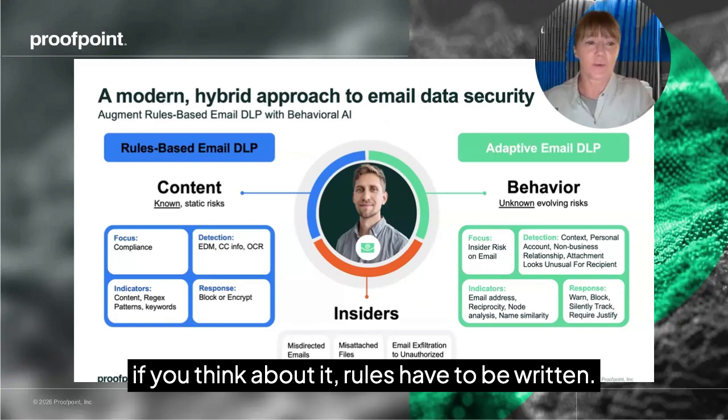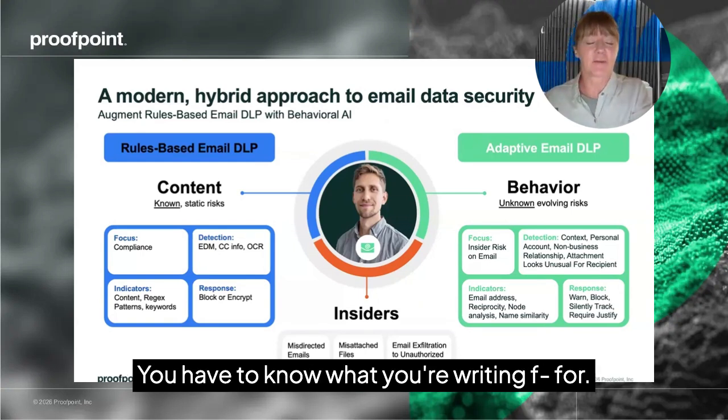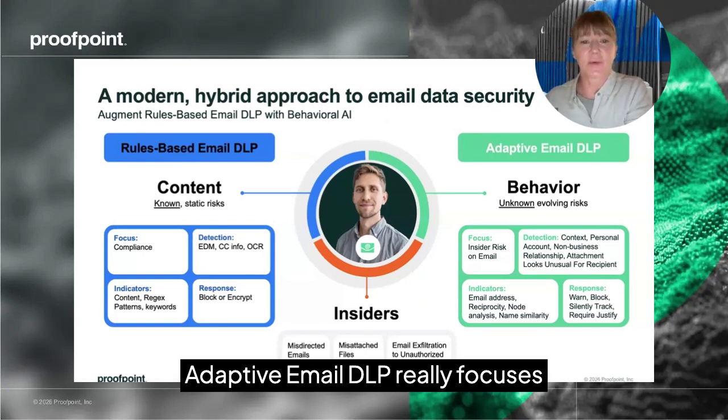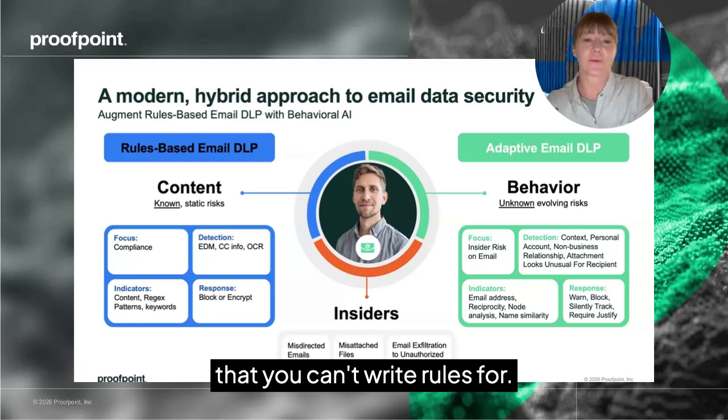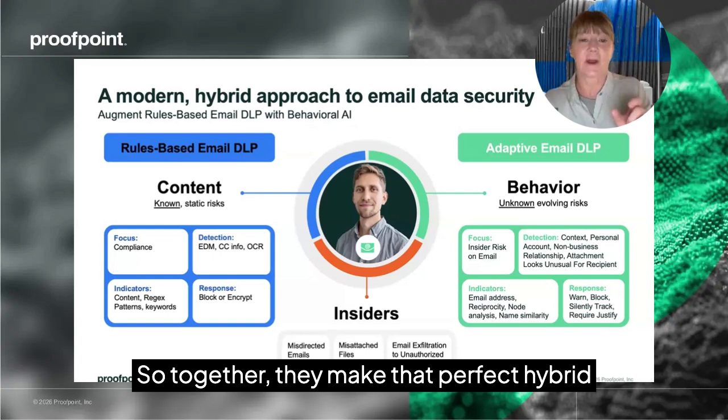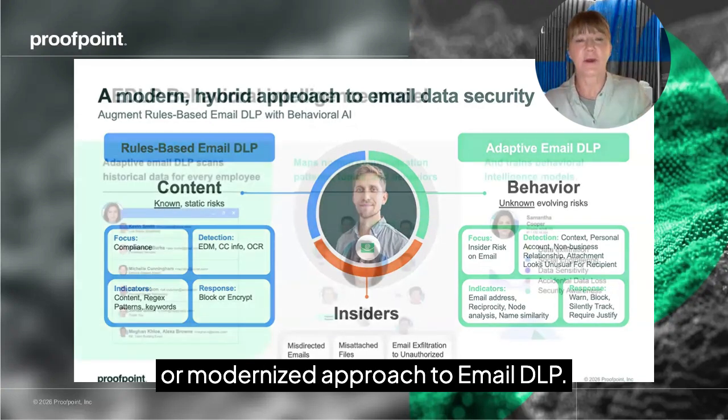If you think about it, rules have to be written. You have to know what you're writing for. Adaptive email DLP really focuses on those evolving unknown risks that you can't write rules for. So together, they make that perfect hybrid or modernized approach to email DLP.